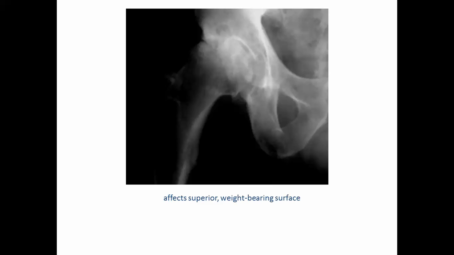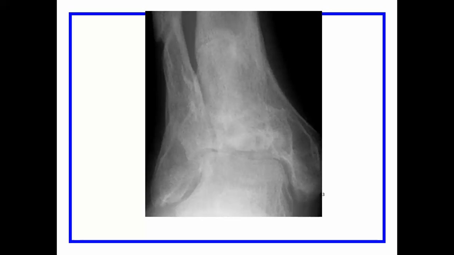So here it affects the superior. We can get narrowing of the joint, we can see the pseudocysts, we can see the marginal small osteophytes, and you can see the sclerosis of the opposing surfaces of bone. Here is secondary to fracture. There is narrowing of the joint, small pseudocyst formations, erosions, pseudocysts, sclerosis, and narrowing.